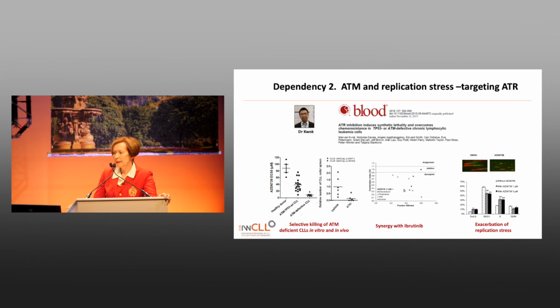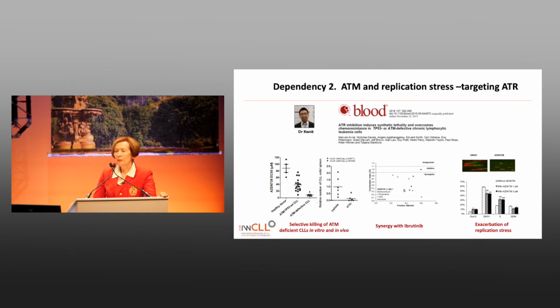So the second dependency that I want to discuss with you is between ATM loss and pharmacological inhibition of the principal responder to replication stress, a protein called ATR. If we pharmacologically inhibit ATR, then there is a requirement for the role of both ATM and p53, and we were able to show that in case of ATM inactivation, there is a significant, specific killing of ATM deficient CLLs, both in vitro and in vivo in the context of xenograft models.